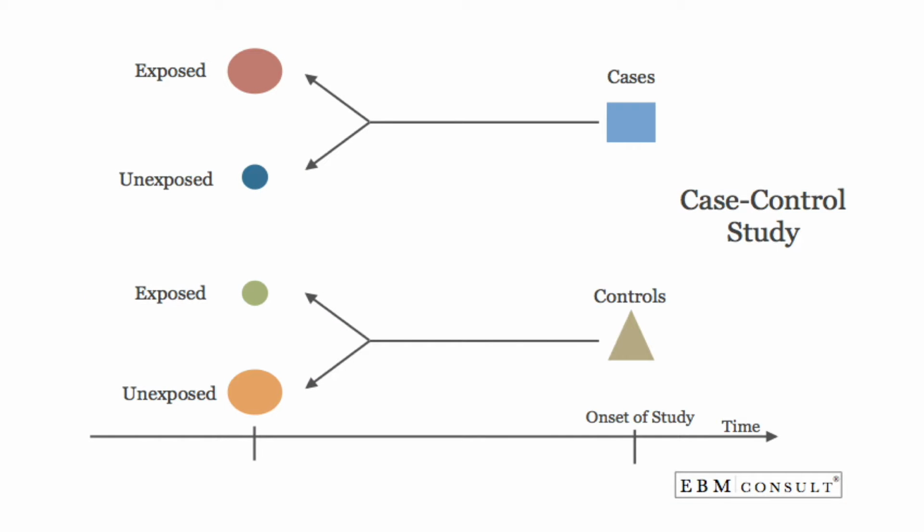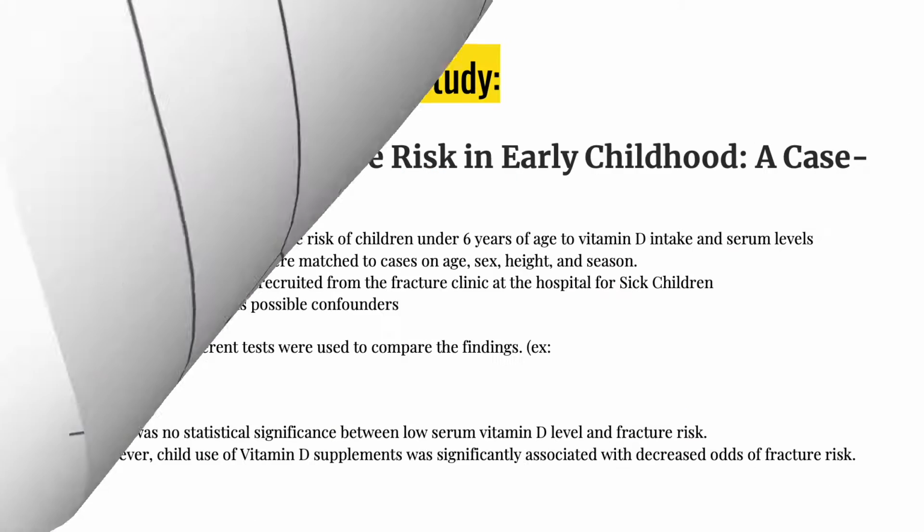This is an image that shows a study design where the investigator identifies and selects patients who have the endpoint or outcome of interest, cases, and also patients without the endpoint or outcome of interest, controls, and looks back in time to identify exposures or characteristics that are linked to the cases.